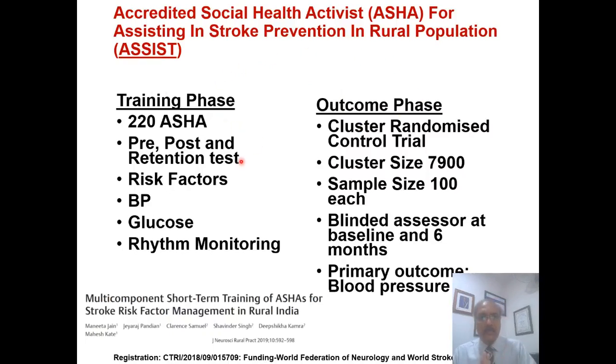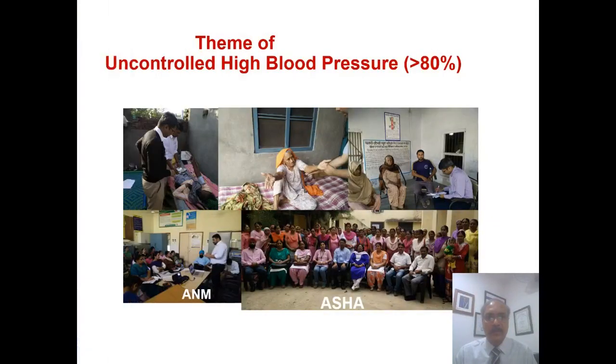But in the first phase, we trained about 220 ASHAs over a period of 3 months, and then we looked at the pre and post retention. They were taught about risk factors, BP, how to measure blood pressure, blood glucose, rhythm monitoring, etc. And this was a cluster RCT. We had a cluster size of 7,900 and about 100 in each. The blinded assessor evaluated the blood pressure, blood sugar, and outcomes at 6 months.